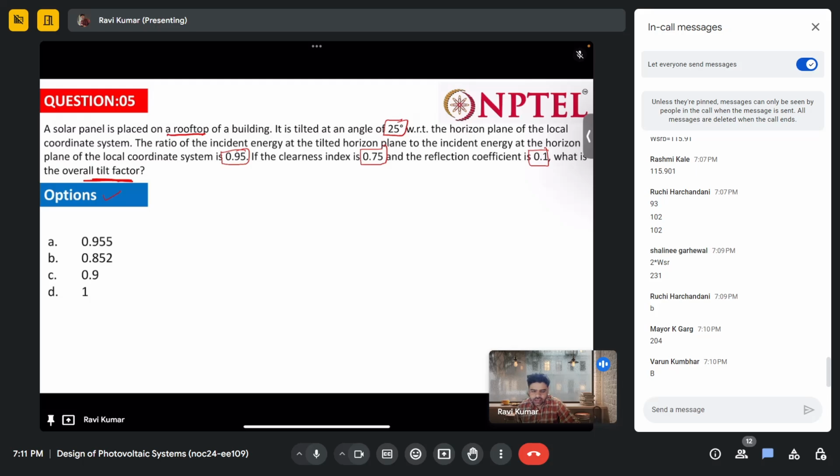I'm just writing down all the information that is given. Beta is 25 degrees. It is given the incident energy at the tilt angle at the origin of the local coordinate system, H naught T, which we also know as RD, is 0.95. The clearance angle is KT equals 0.75, and the reflection coefficient is rho equals 0.1. So these are the factors which are already given.